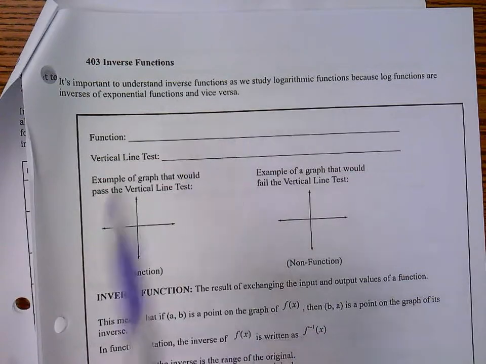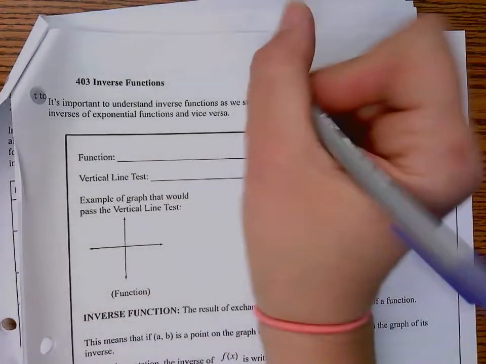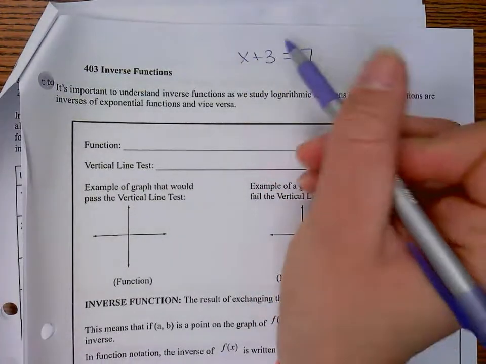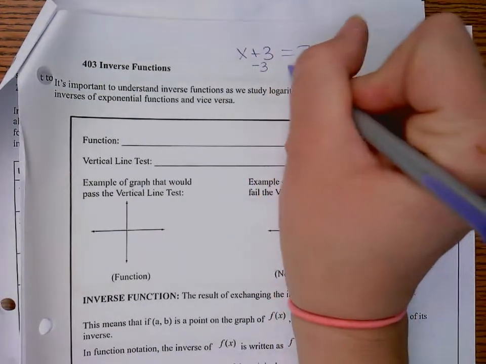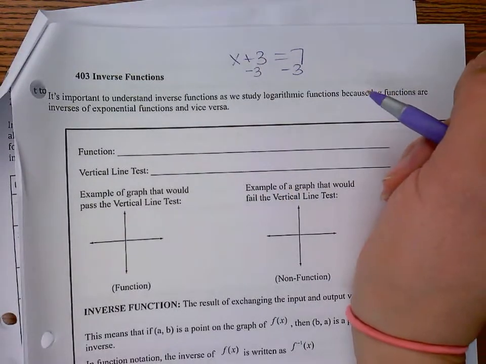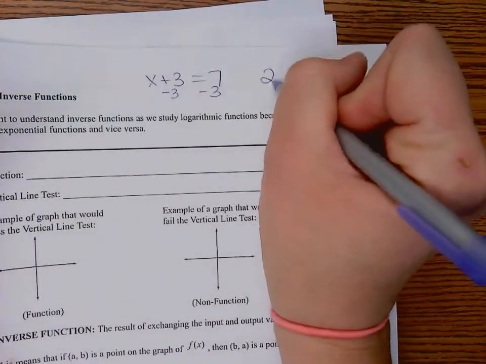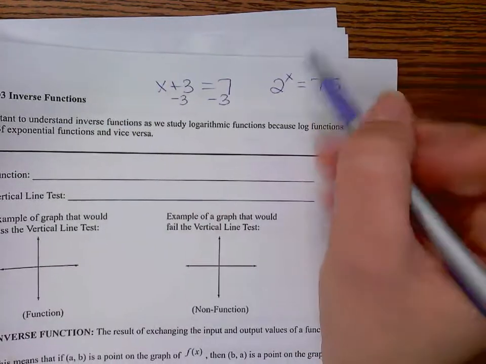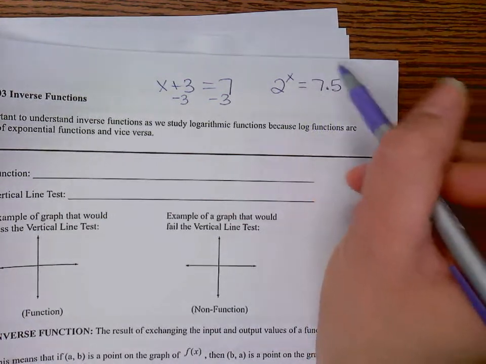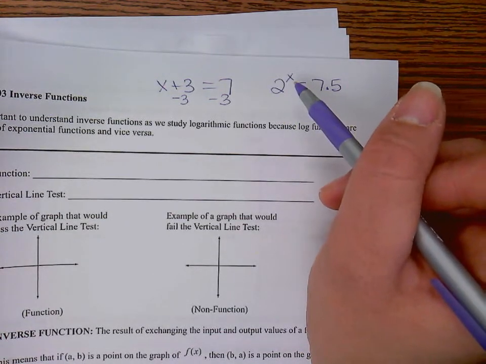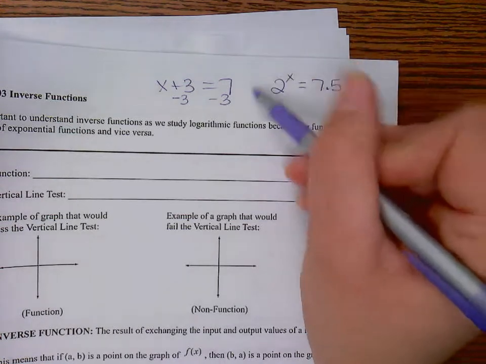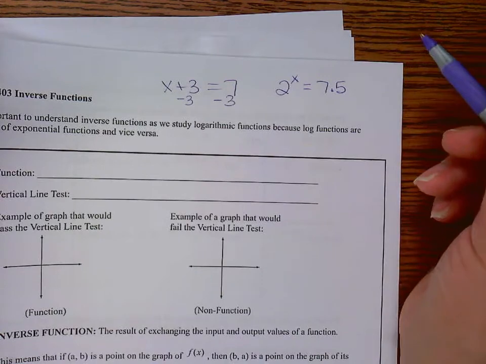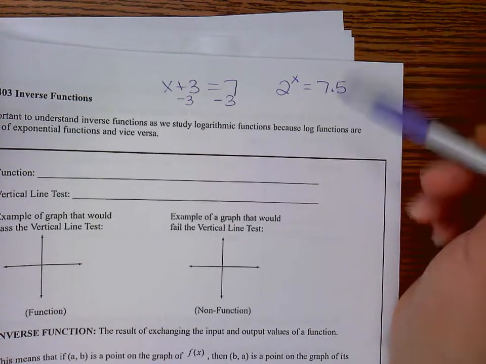And when we understand inverse functions, like when we try to solve an equation x plus 3 equals 7, what we're really doing is undoing the plus 3 by subtracting 3 from both sides, right? So to be able to solve a problem like 2 to the x equals 7.5, I need a way that I can undo the exponential function. I can't divide by 2 because this is an exponent. I can't take the square root of 2 because this is an exponent. So I need a way of undoing an exponent, and a log is going to be the answer to that.